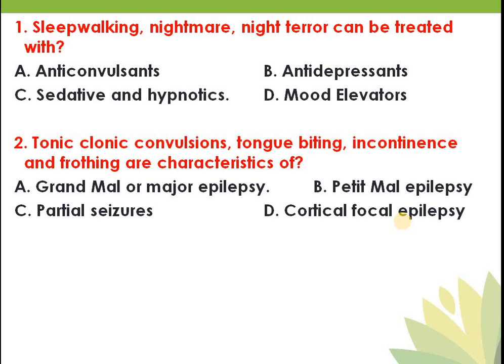In case of absence seizure, there will be only loss of consciousness. So the patient will become unconscious, but there is no involvement of tonic-clonic seizures. In case of clonic, repetitive jerky movements will be there, but there will be no involvement of muscle stiffness and so on. In case of tonic, there is involvement of muscle stiffness and rigidity. In case of atonic, loss of muscle tone will be there. So in this question, your option A is the correct answer. Tonic clonic convulsion, tongue biting, incontinence, frothing are the characteristics of grand mal or major epilepsy. It is known as grand mal epilepsy or major epilepsy.